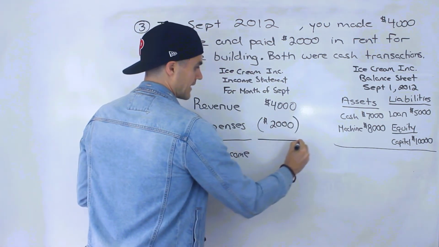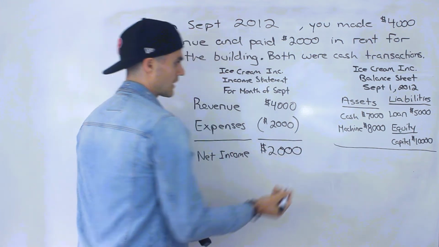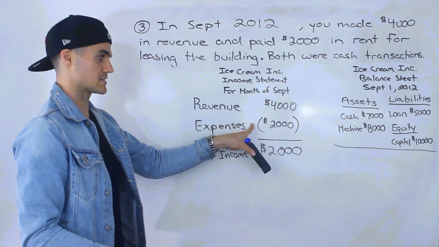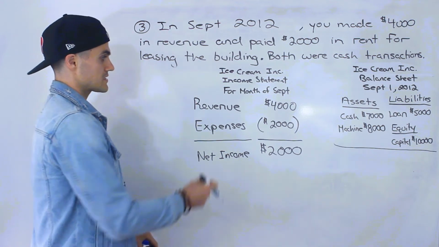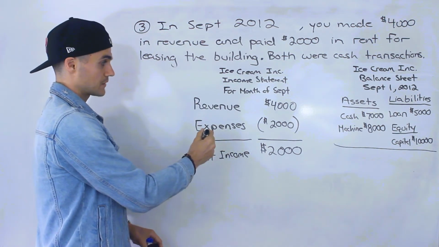And so what ends up being our net income for September? Well, it would be $2,000. This $4,000 of revenue minus these expenses of $2,000, we get net income. Right? So these are the general elements or categories for an income statement.